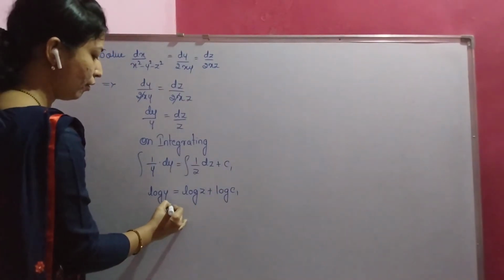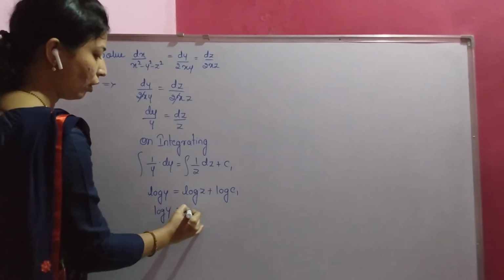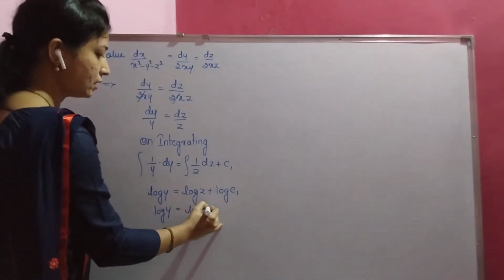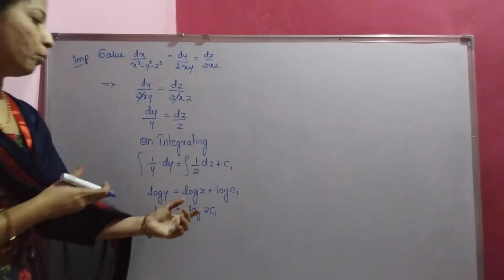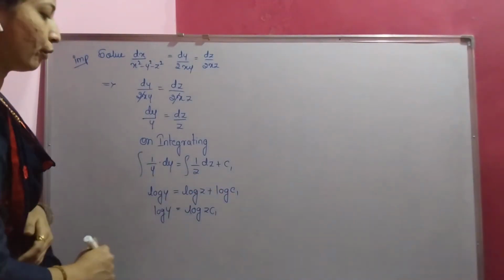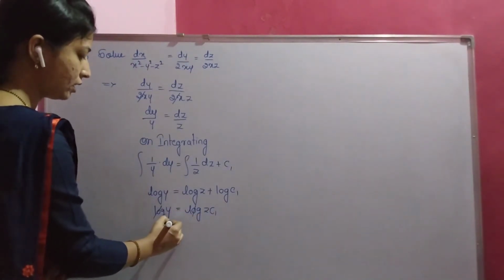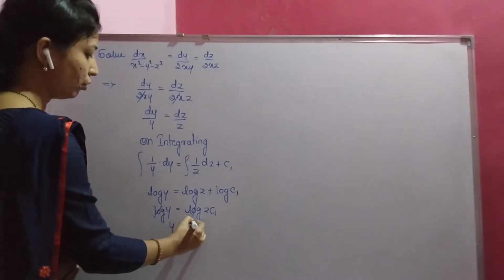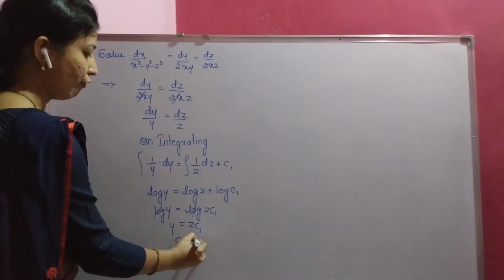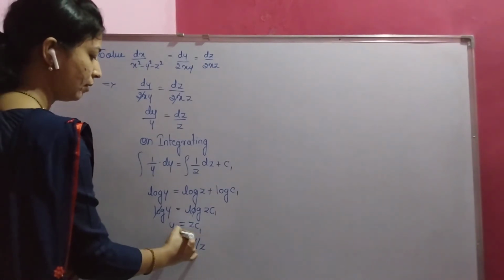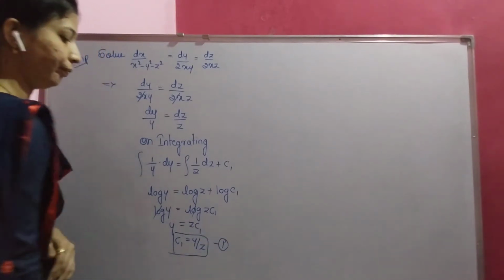So we have log y is equal to log z c1, because it is of the form log u plus log v. Log u plus log v can be written as log of u into v. Again the log gets cancelled, so we have y is equal to z into c1, or c1 is equal to y divided by z. Call this equation 1.